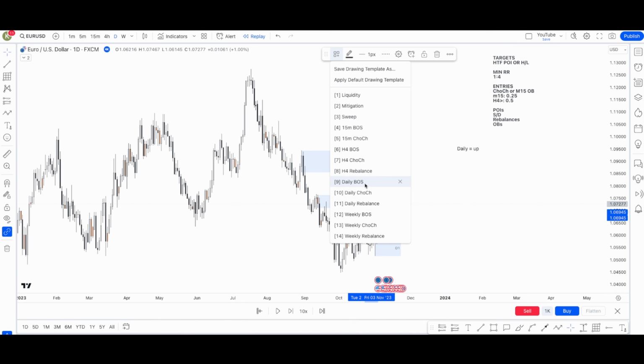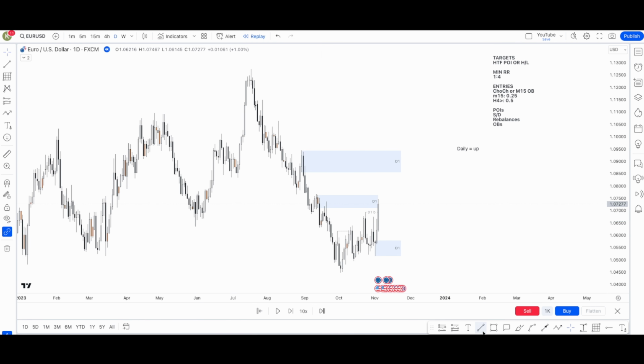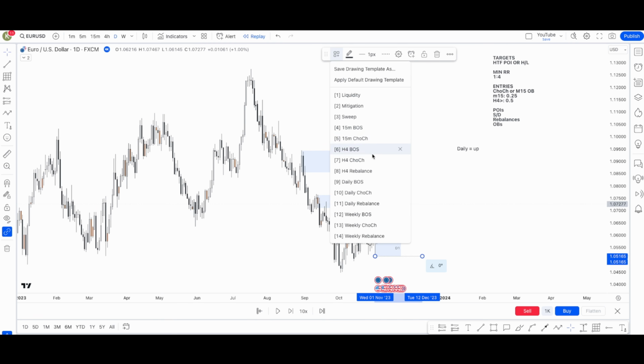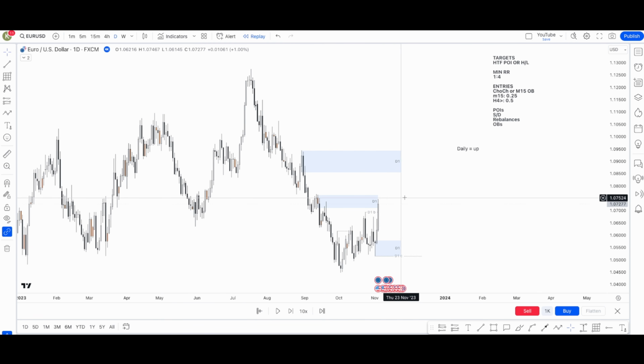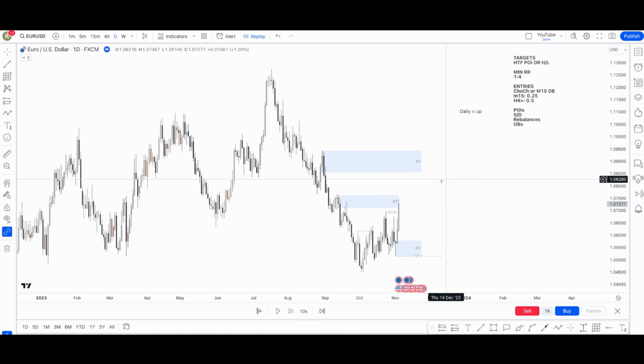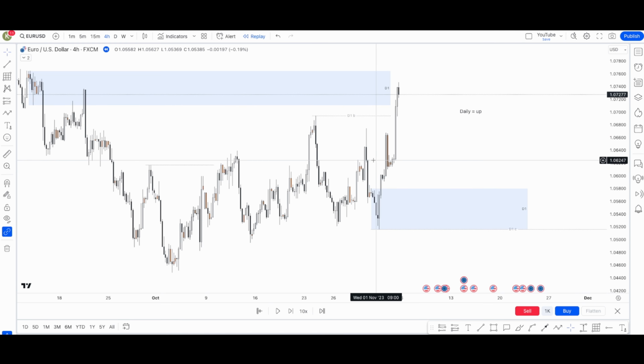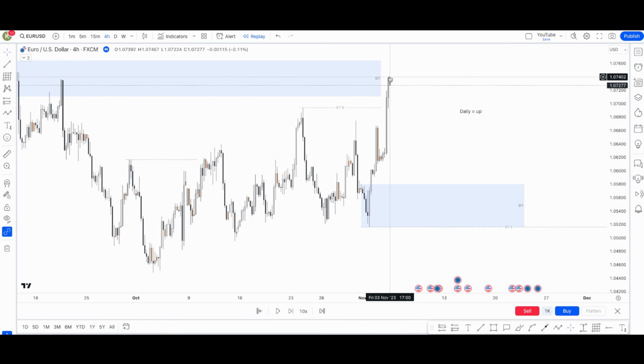So where is it? Daily BOS, and then we've got daily CHoCH right there. All right, so daily is up. Daily is in an uptrend, all right? So just bear that in mind. H4, let's find out the same with that one. All right, so H4 is definitely working its way up.